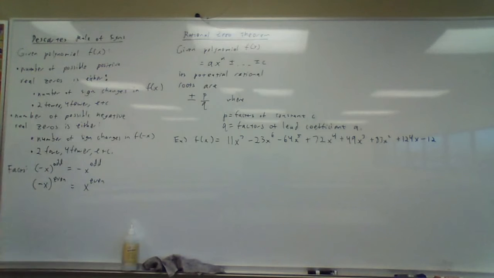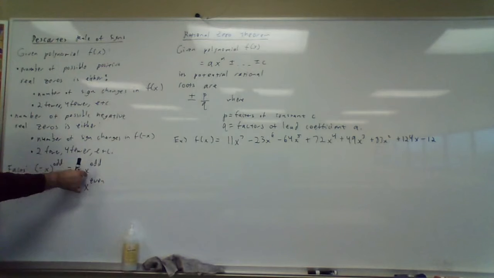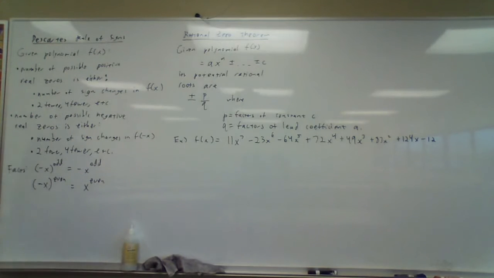Some facts that are helpful for this aspect. Negative x to an odd power would give you negative x to the odd power without the parentheses. Negative x to an even power would just give you x to the even power. It would always be positive. Okay? So any negative number to an even power gives you positives.